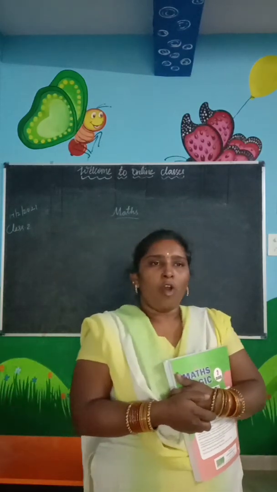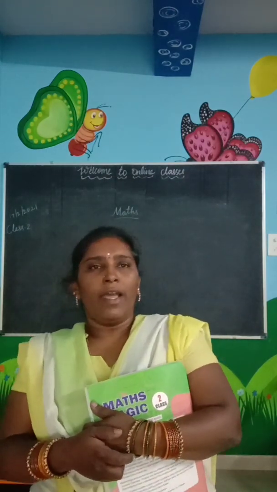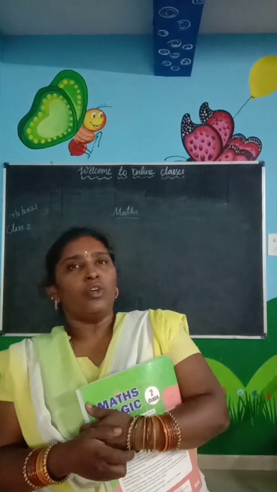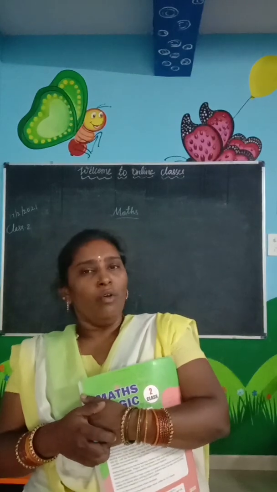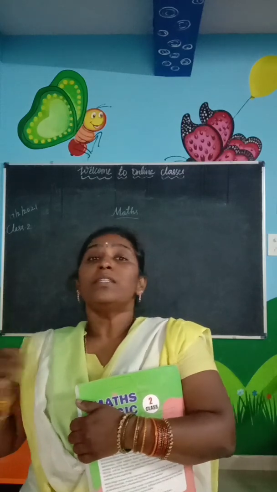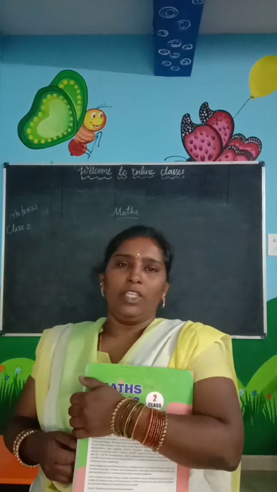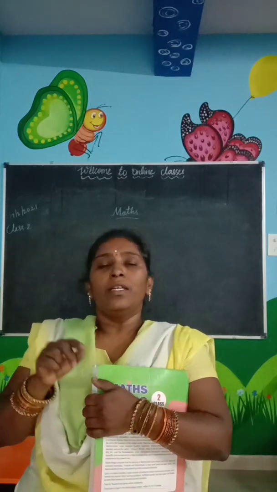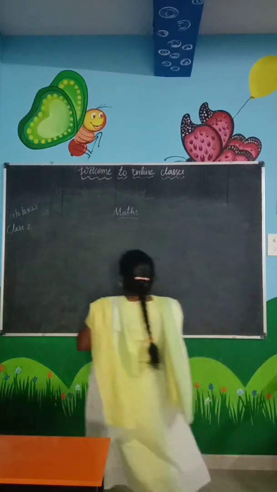And one more operation of maths is division. Now we are going to learn division. So what is division? Multiplication and division are related to each other. How? See, repeated addition is multiplication. Repeated subtraction is division. The four operations are related to each other. Today our chapter is division.